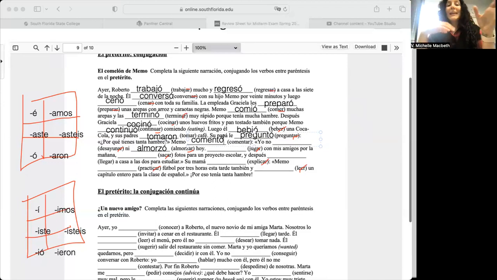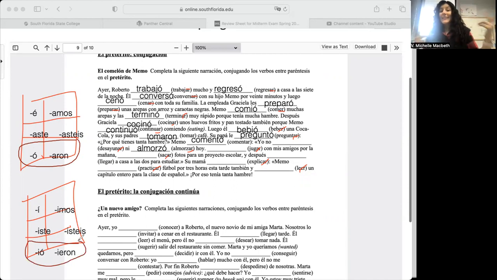Remember, all of these are proper names, right? Roberto, Graciela, Memo, these are all proper names. So anything that's a proper name is third person, right? Anything that's a proper name, where is it going to fall into? It's going to be one of two things. It's either going to be this one or this one, based on whether it is singular or plural, right? Anything that's a proper name. So that's where we're kind of going with this.